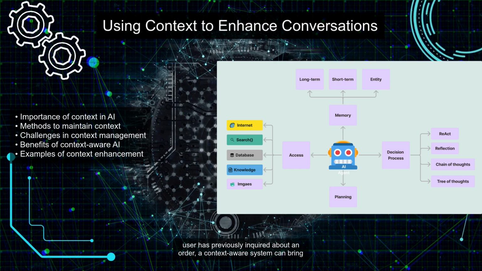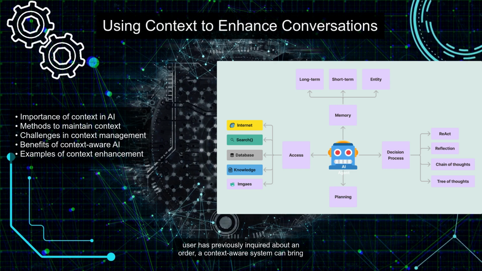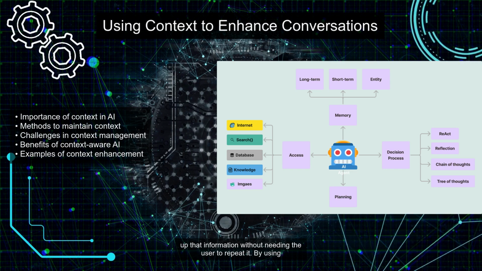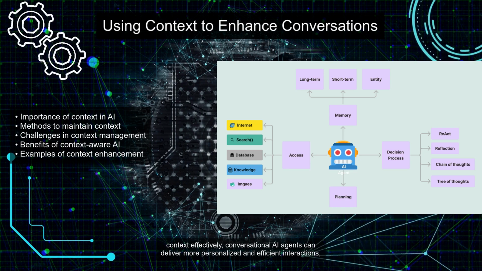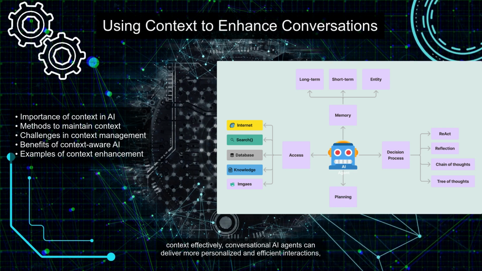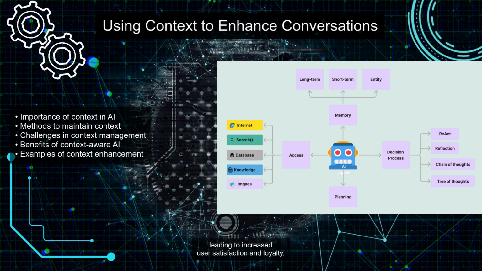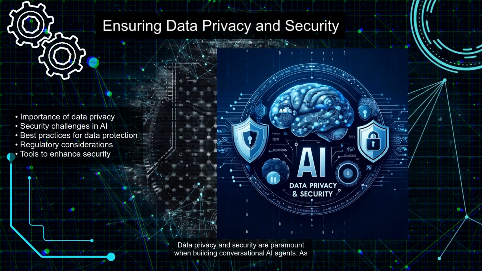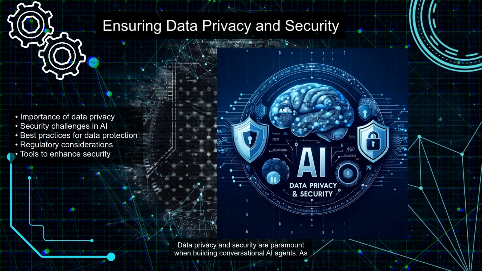For instance, if a user has previously inquired about an order, a context-aware system can bring up that information without needing the user to repeat it. By using context effectively, conversational AI agents can deliver more personalized and efficient interactions, leading to increased user satisfaction and loyalty. Data privacy and security are paramount when building conversational AI agents.